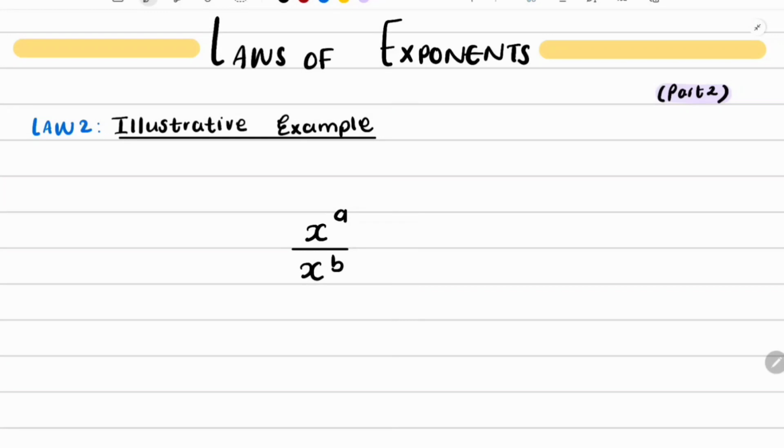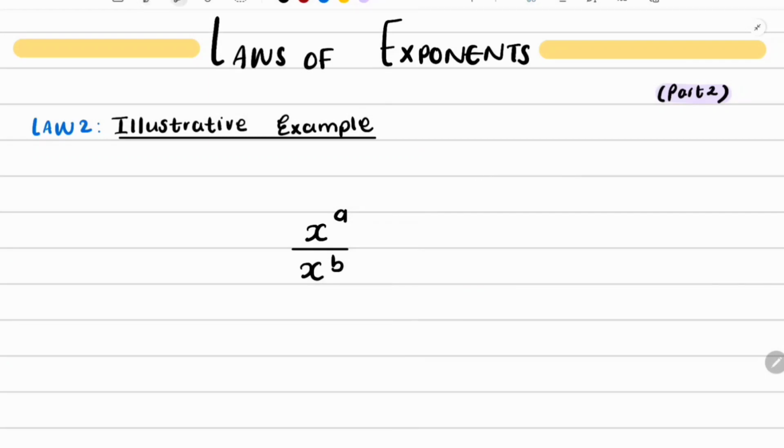So here's our illustrative example. We have x to the power of a being divided by x to the power of b. Please note that this could have also been written as x to the power of a divided by x to the power of b. You would notice that the division symbol looks like this. So we have a numerator over a denominator.